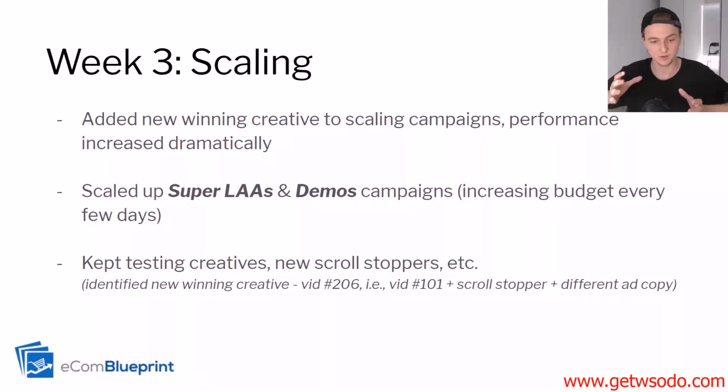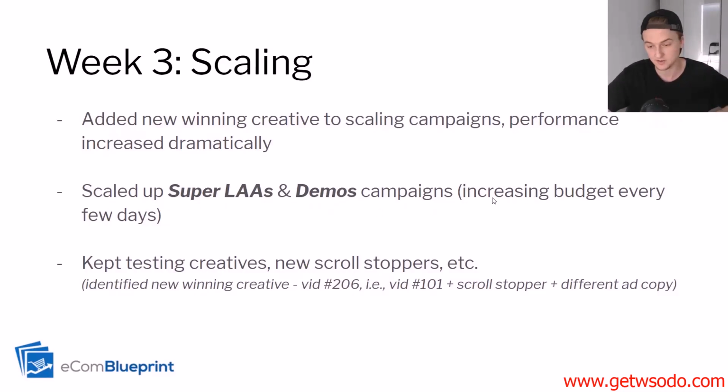All right, so now I want to talk about week 3, which was basically the scaling phase. So I had already identified what my top audiences were, and I had a lot of data for lookalikes, and I had been testing a lot of creatives inside of a sandbox campaign. And so I added the new winning creatives to my scaling campaigns. The new winning creative was that one that I just showed you with the testimonial ad copy, and the performance dramatically increased. And so this let me scale up my super lookalikes and the demos scaling campaign.